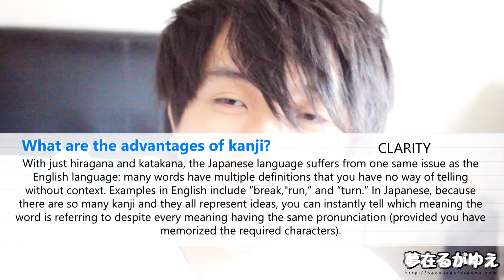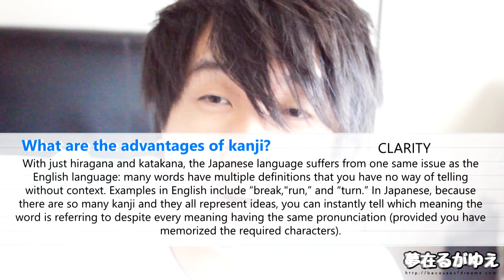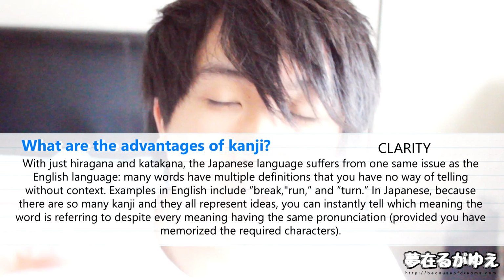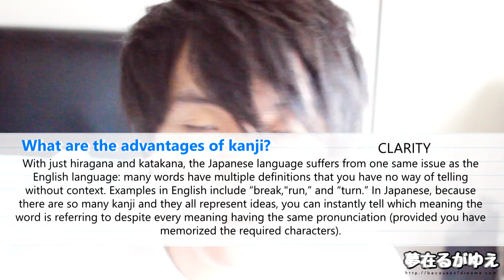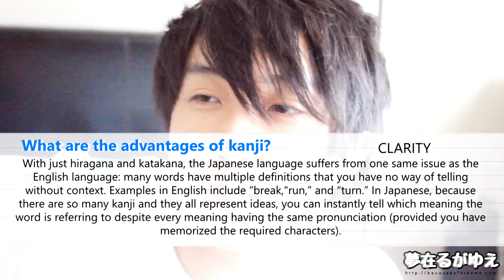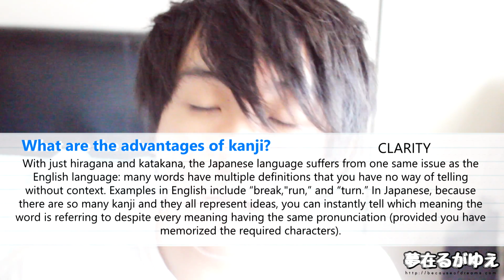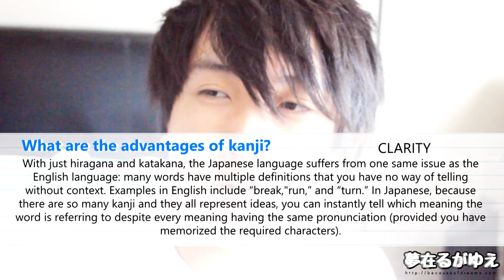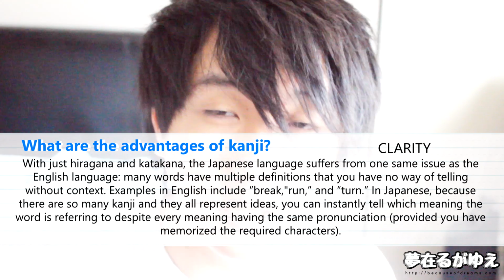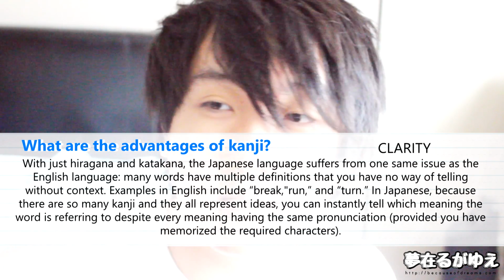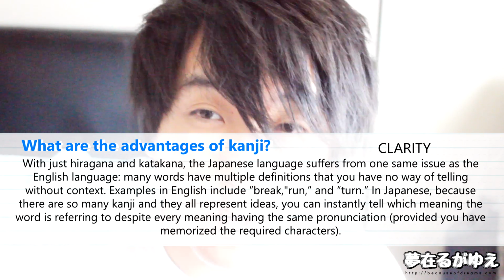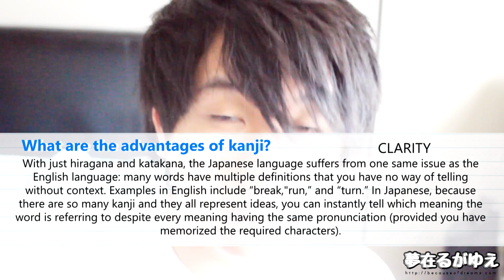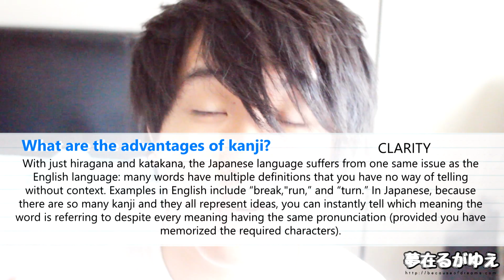So what I'll categorize the first one as is basically clarity. If we're talking about the Japanese language with just hiragana and katakana, no kanji at all, it shares a weakness with the English language, and that is clarity, in which we don't know what a word means until we have context from the rest of the sentence or other words it's being used with, if that word has multiple meanings. And a lot of words in English and a lot of words in Japanese have multiple meanings.